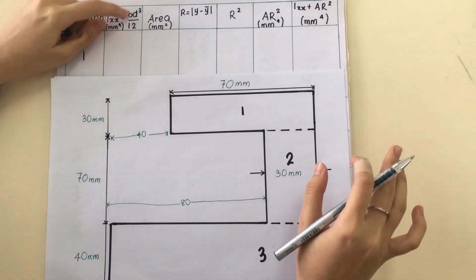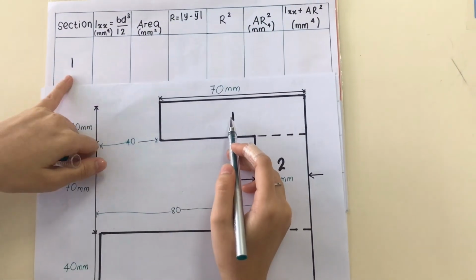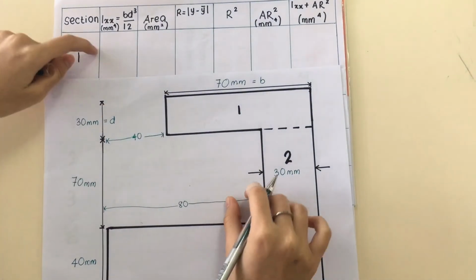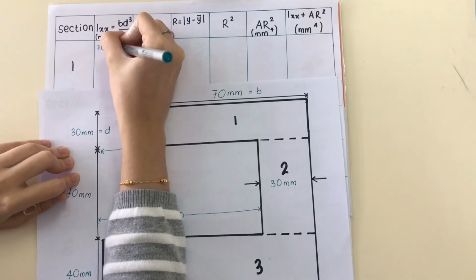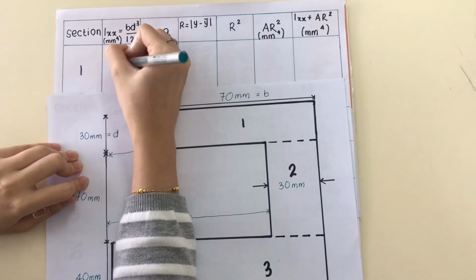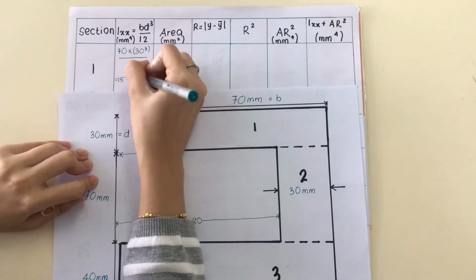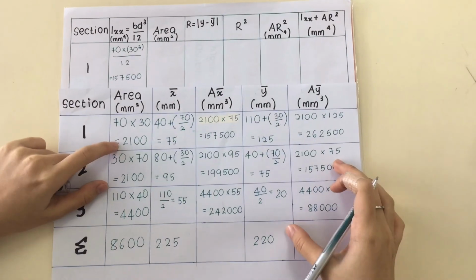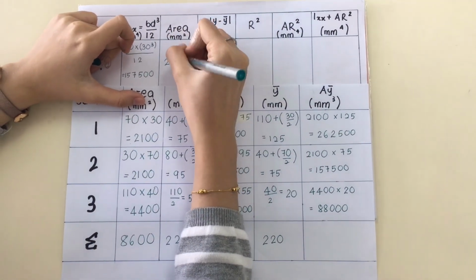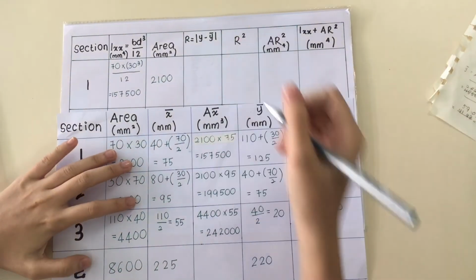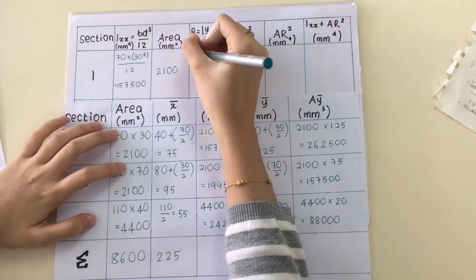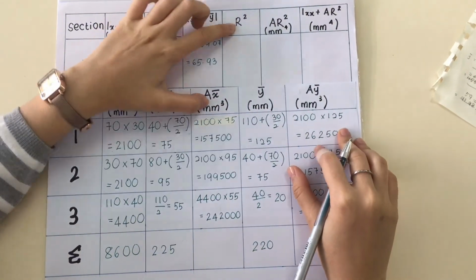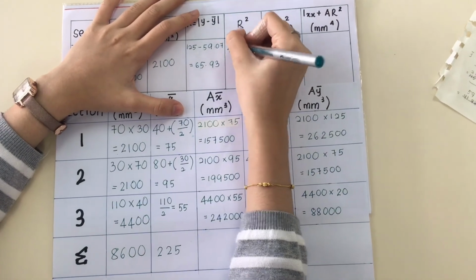After that, we are going to calculate the IXX. So the formula for IXX is BD cubed divided by 12. So next is for the area. We don't have to calculate it because we already did it in the previous table. Next is R. The formula for R is Y minus Y bar. We already calculated the Y bar, so we just have to subtract it from Y.